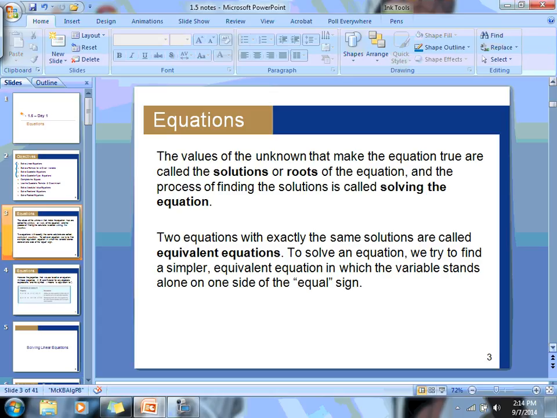Remember, when you solve an equation, you're basically finding its solutions or its roots. And when we're going through the process of solving an equation, we're basically using equivalent equations. We can rework or rewrite the equation to make it equivalent to itself, just in a different form, so that we can solve it for the given variable.